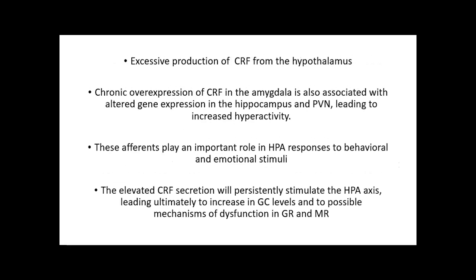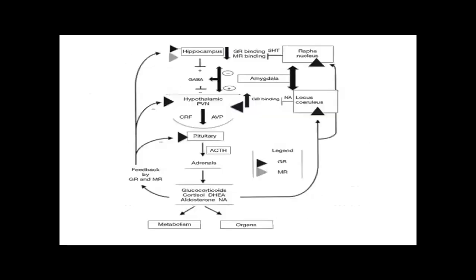Another mechanism could be excessive production of corticotropin-releasing factor from the hypothalamus. Chronic overexpression of CRF in the amygdala is associated with altered gene expression in the hippocampus and paraventricular nucleus, leading to increased hyperactivity. These efferents play an important role in the HPA response to behavioral and emotional stimuli. Elevated CRF secretion will persistently stimulate the HPA axis, leading ultimately to increasing glucocorticoid levels and to a possible mechanism of dysfunction of glucocorticoid receptors and mineralocorticoid receptors.